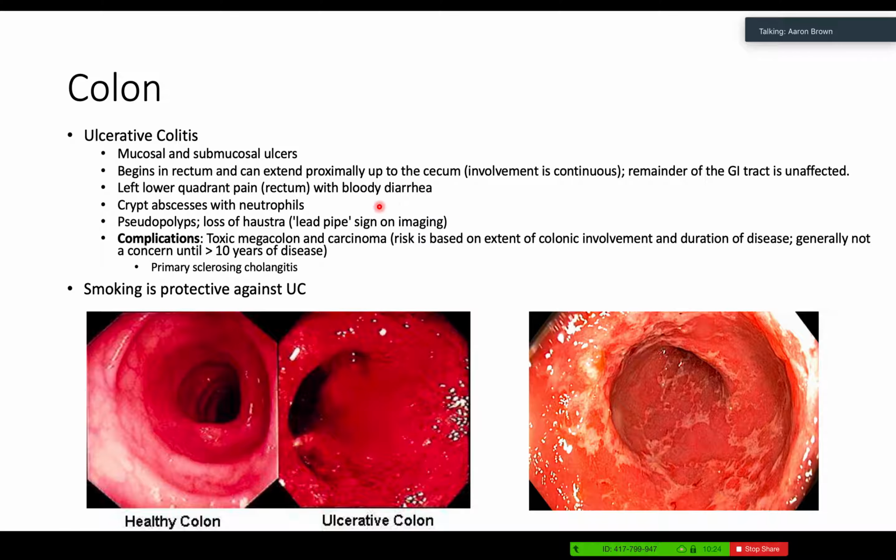Okay, great. So if we took a little biopsy, what we would see is a crypt abscess with neutrophils. What a crypt abscess is, if we look at the histology of the colon, what we see is we have areas of epithelium that protrude outwards, okay, and this is full of epithelial cells.